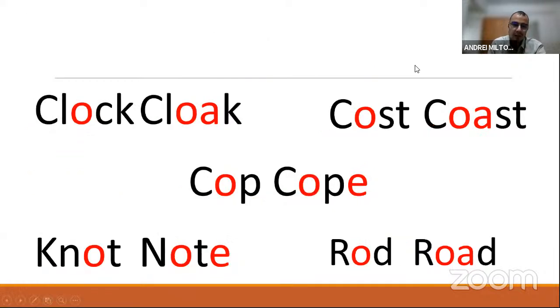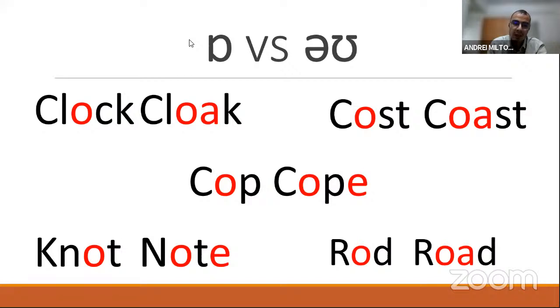Next one. We will do it fast, okay, because we are running out of time. So the first one is O and the second one is O, like in clock. So the first one is the short sound. And remember, this is the short sound of the letter O, and the second one is the name of the letter, right? So this is the name. So it's clock and cloak, cost and coast, sorry, then cop and cope, not and note, rod and road. Okay, very good.